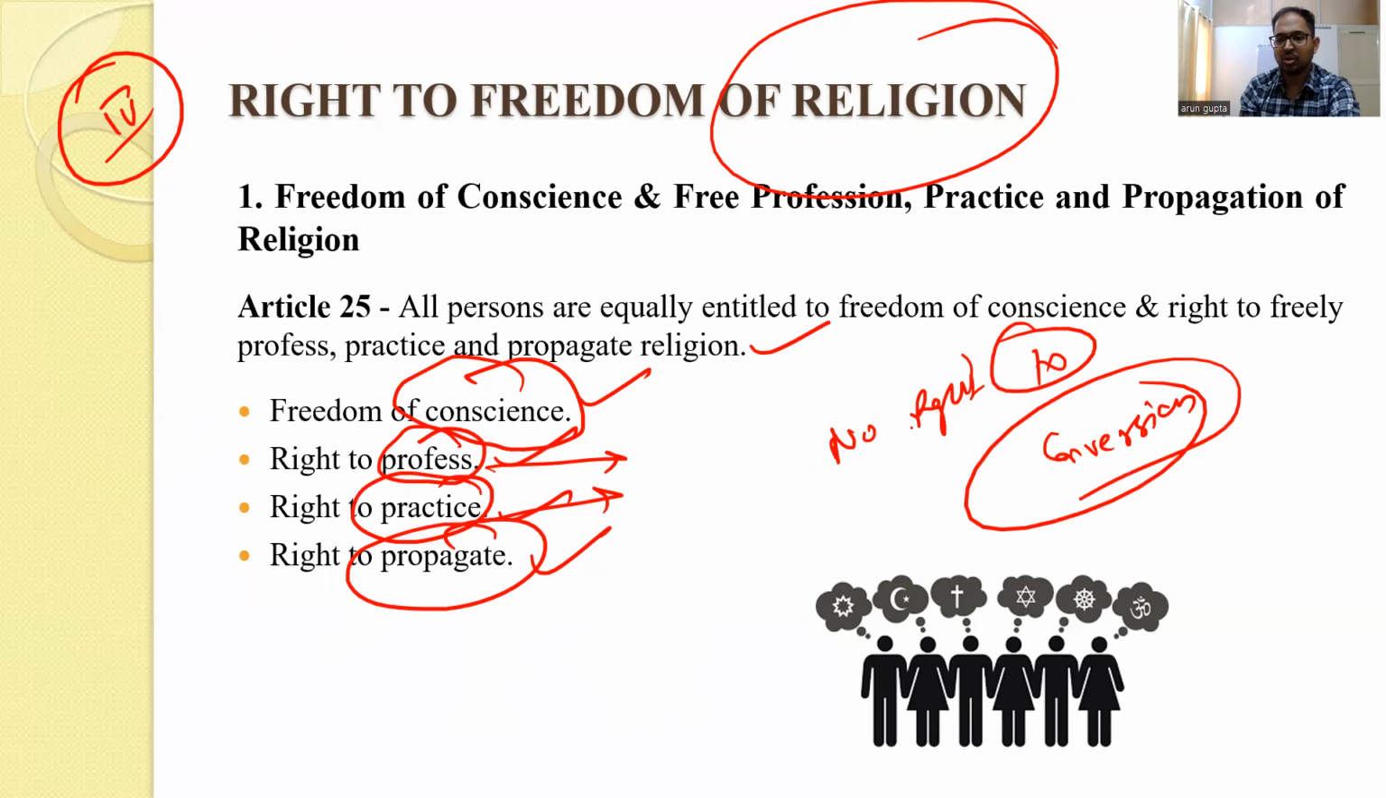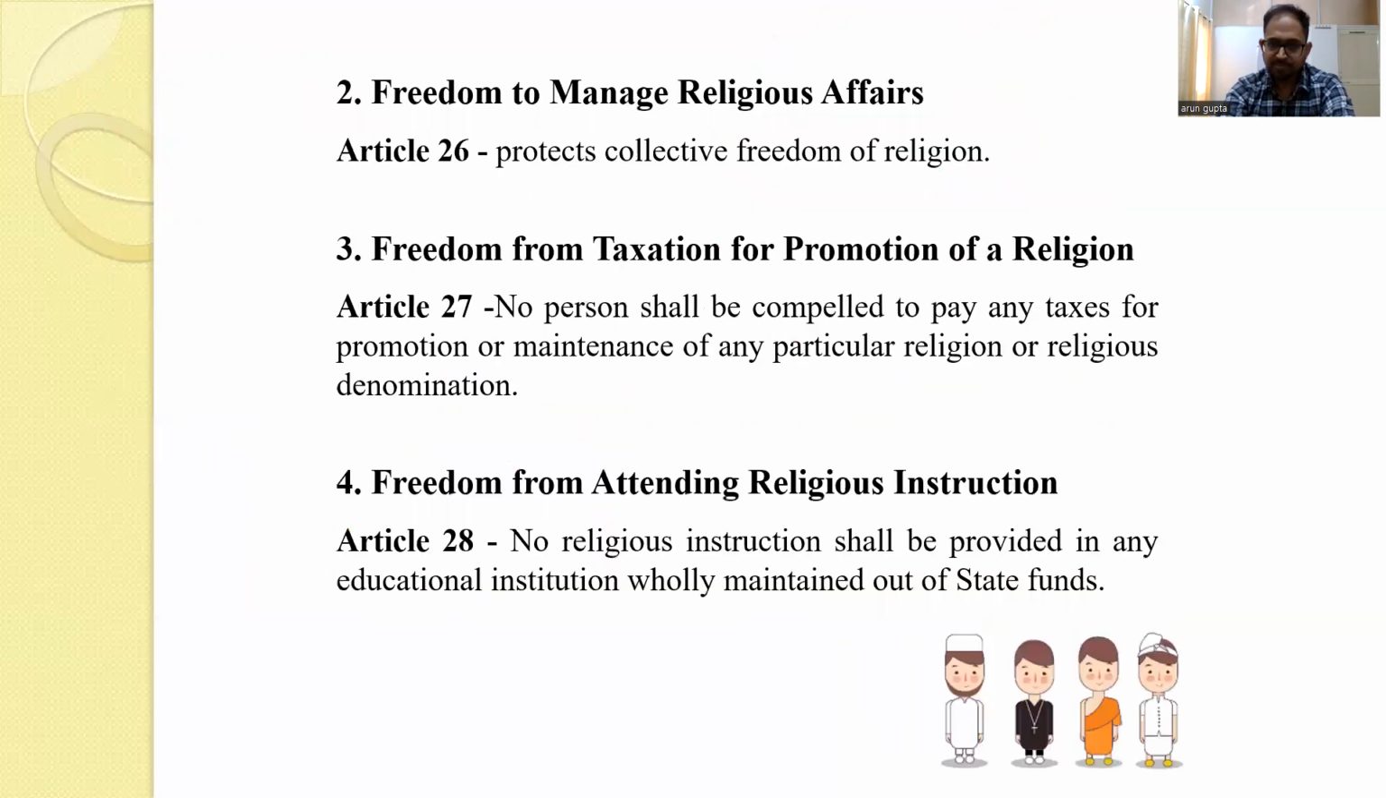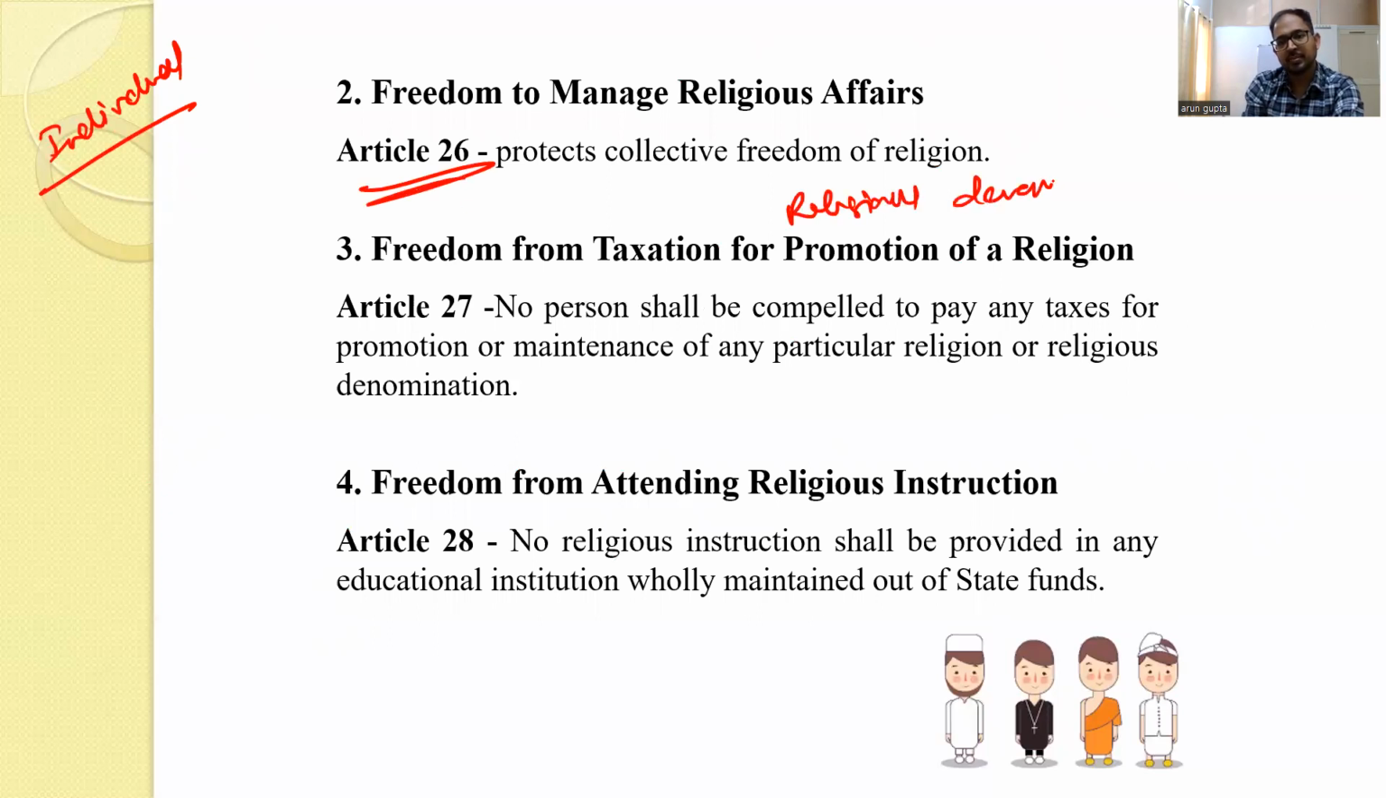So forceful conversion is not allowed here. You can propagate your religion, but you cannot compel anyone or force anyone to change their religion. That is under Article 25. Article 26, freedom to manage religious affairs. Article 25 is an individual right. Article 26 is the right of the religious denomination. It is the right provided to a religious denomination, and it is a collective right.